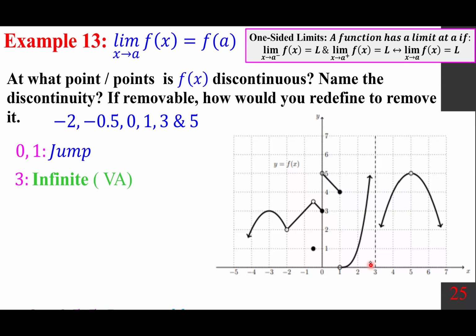The rest of it, -2, -0.5, and +5 are removable. Let's see how we can fix that.